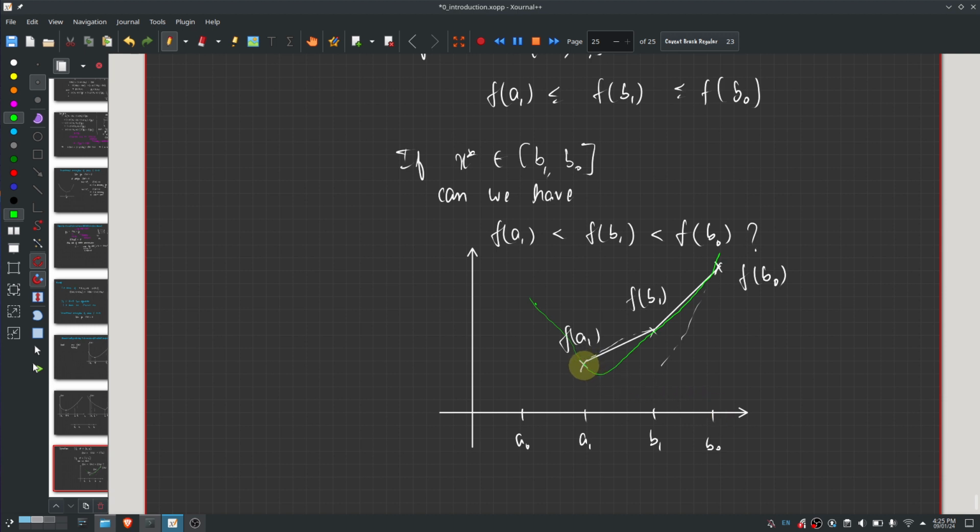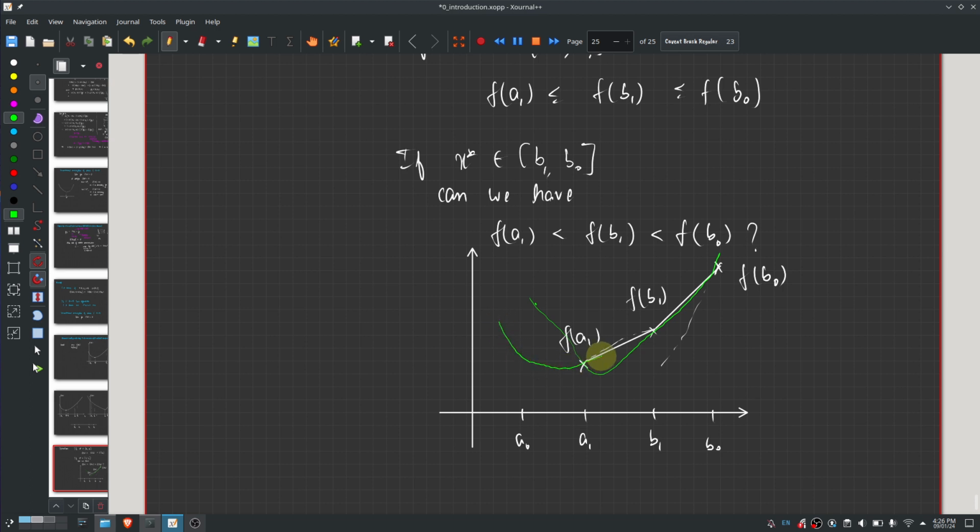Okay. Is it possible that the minimum lies in between a1 and b1? It is possible. Is it possible that the minimum lies in between a0 and a1? How many say yes? How many say no? Okay, why do you think that cannot happen? Correct. So if f of a1 is less than f of b1 is less than f of b0, is it possible that the minimum lies in between a0 and a1? Yes, it's possible, right?